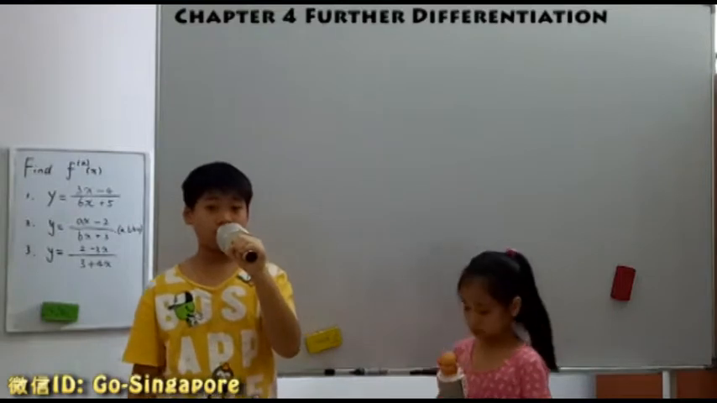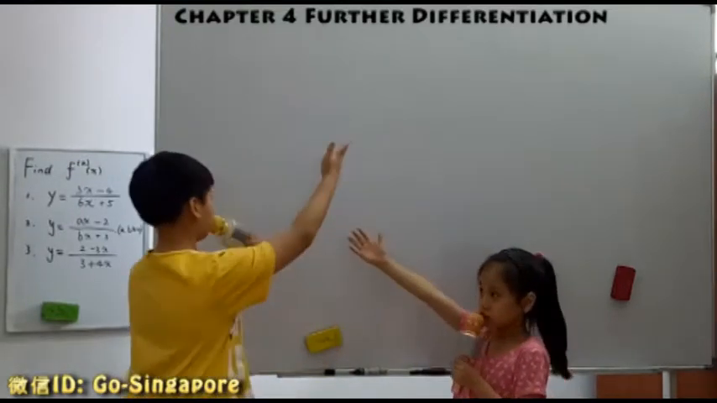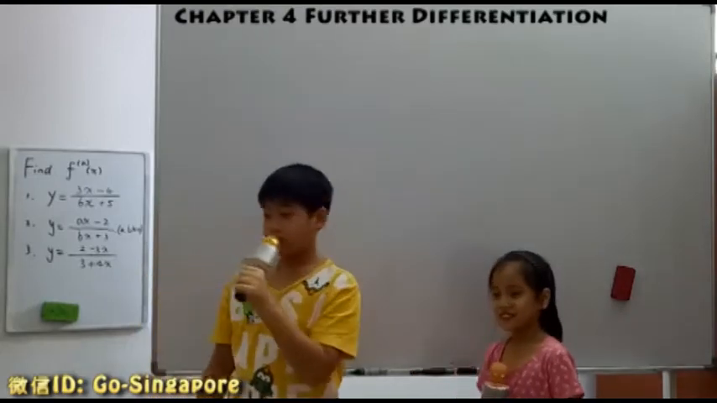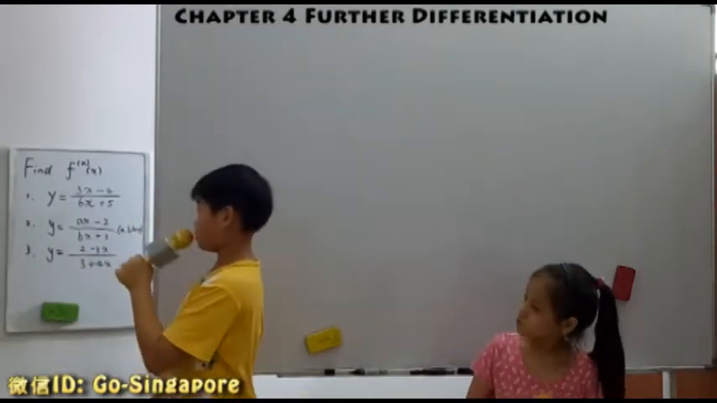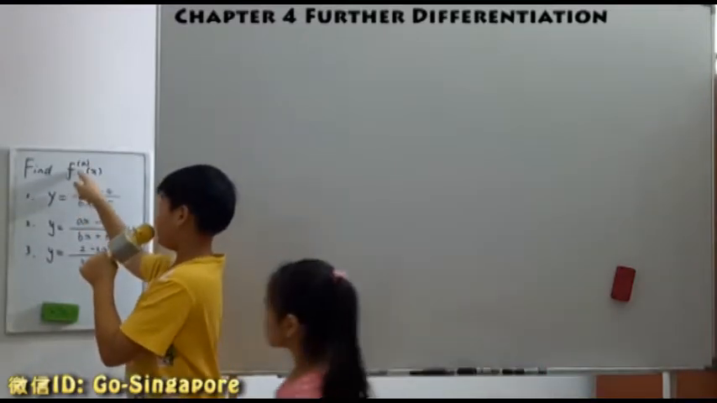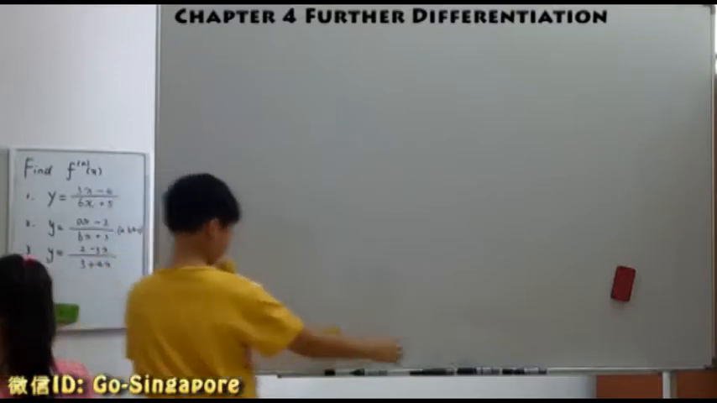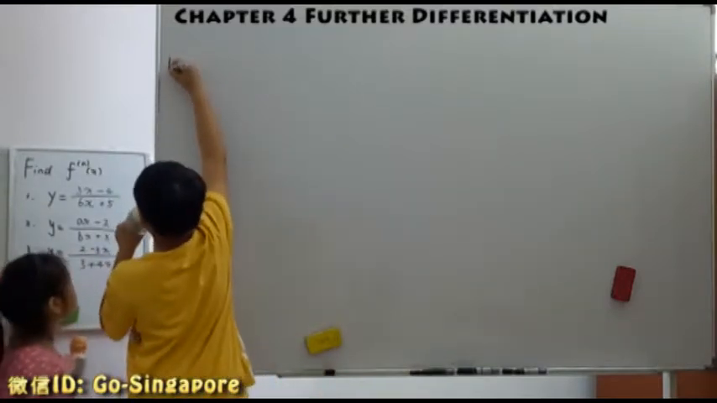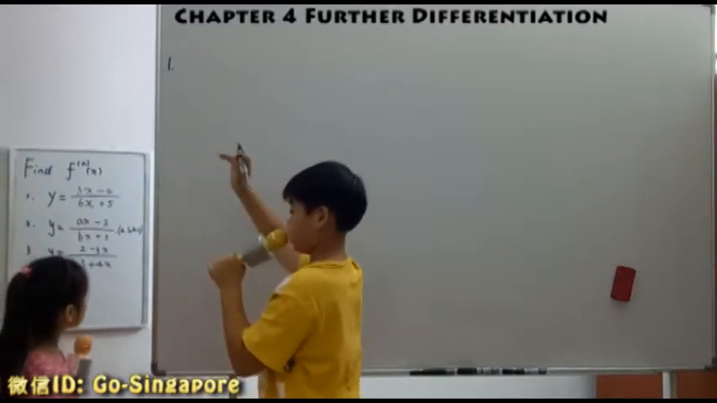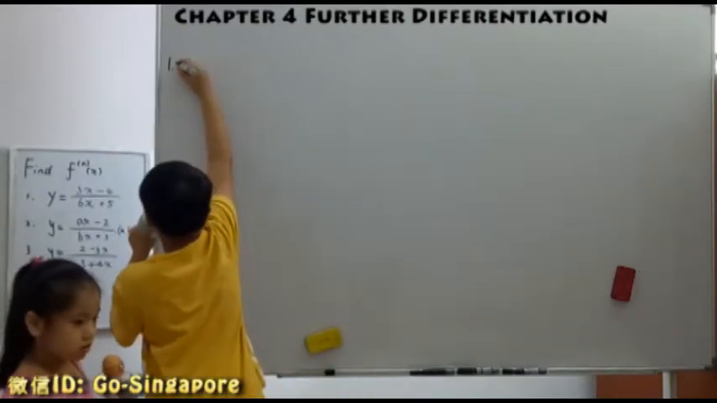This lesson is calculus, Chapter 4, further differentiation. This lesson will look at these three questions. For these three questions, we're all finding the nth derivative of f(x), right? For this question, first I'll solve the first and the second question, then you'll solve the third, okay? So the first question, let me just write this down.